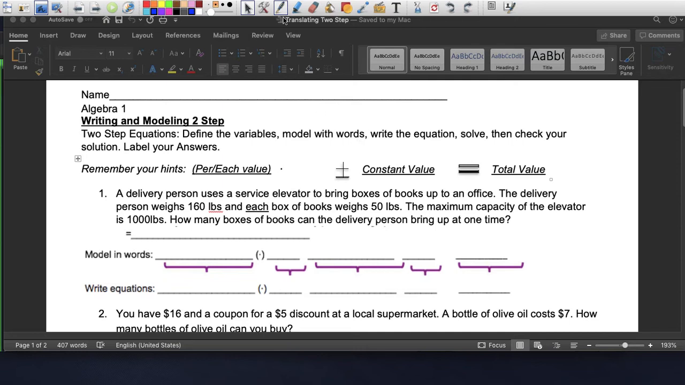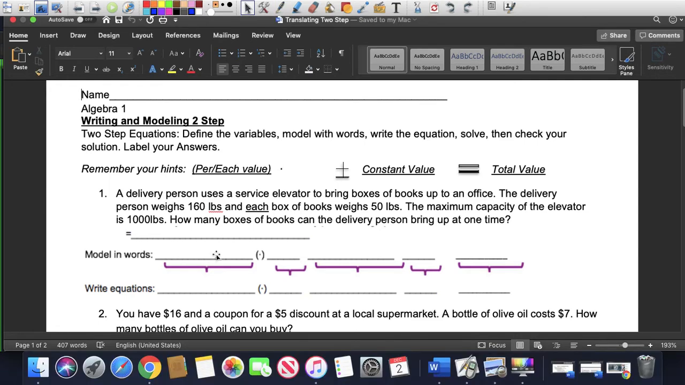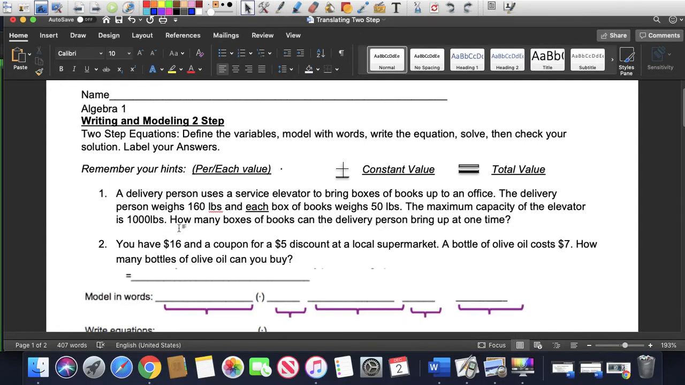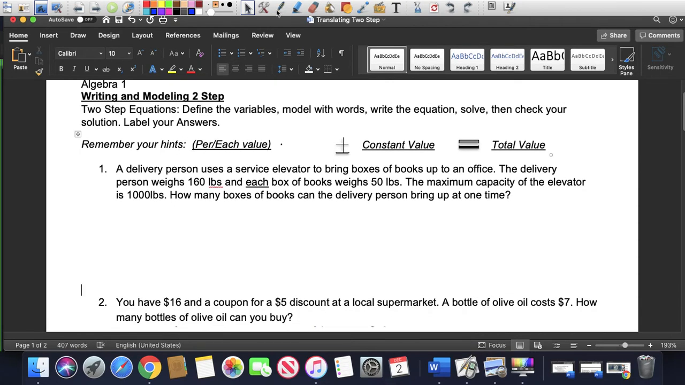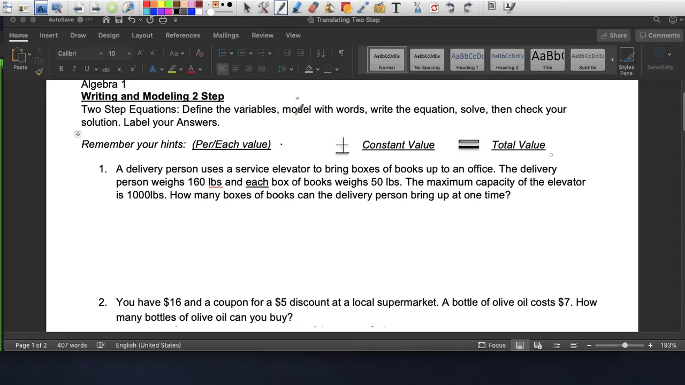So first problem. A delivery person uses a service elevator to bring boxes of books up to an office. I'm just going straight for the equation. The delivery person weighs 160 pounds. So imagine an elevator here, right? This is the elevator. There's this gentleman over here, and then he also wants to bring boxes. We just don't know how many boxes he can fit, but we know the total here. The elevator has a capacity of 1,000 pounds. So how many boxes can we bring in?